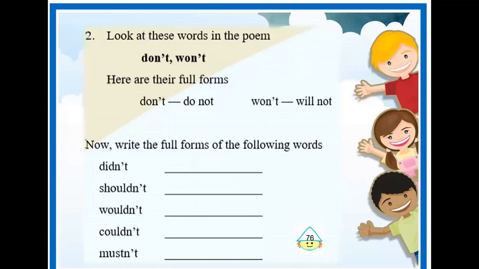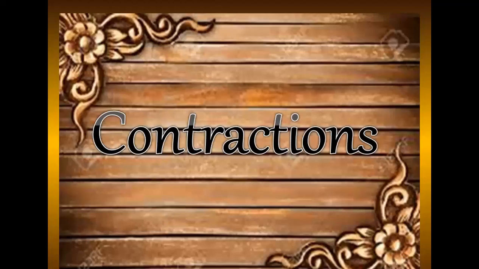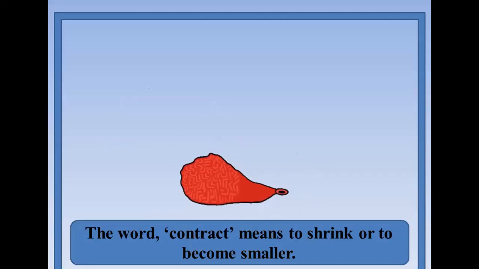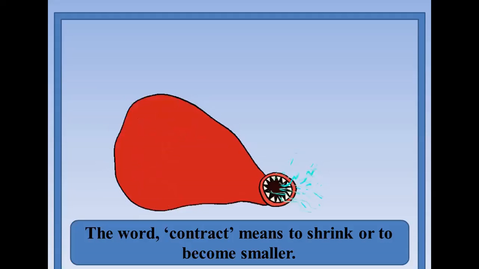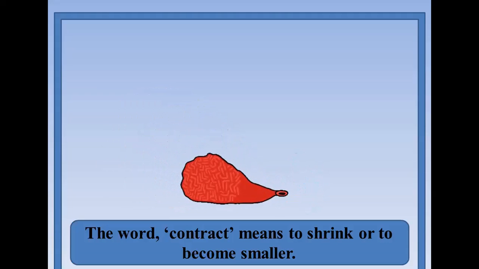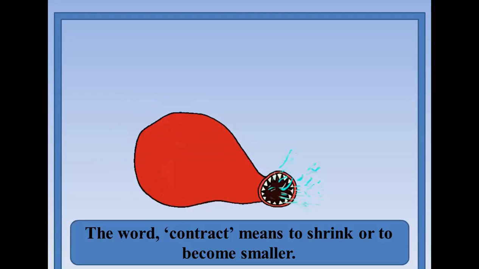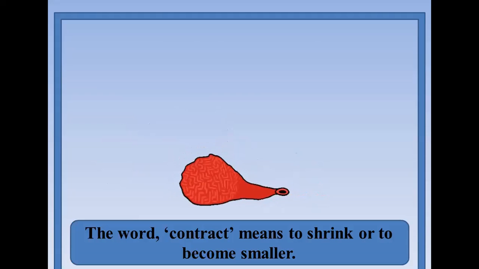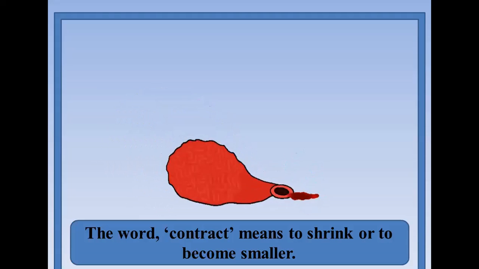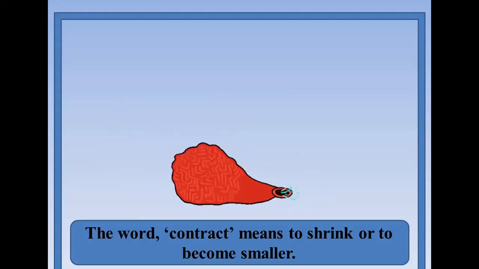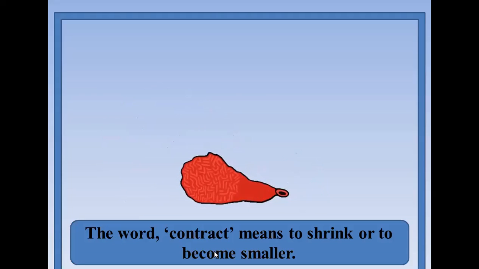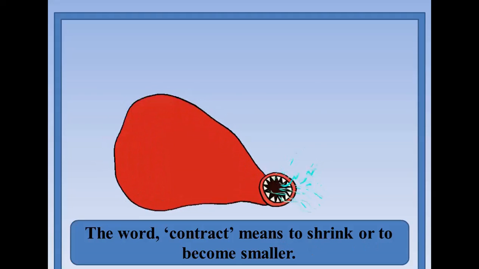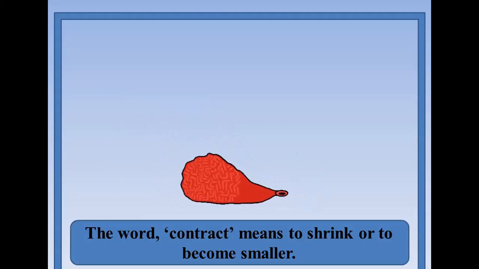Children, before we discuss this exercise any further, let's learn about contractions. Here on the screen, you will find a balloon. You can see that when the air is blown into the balloon, it expands. That means it becomes bigger. But when the air is released from the balloon, it shrinks or it contracts. The word contract means to shrink or to become smaller or shorter.